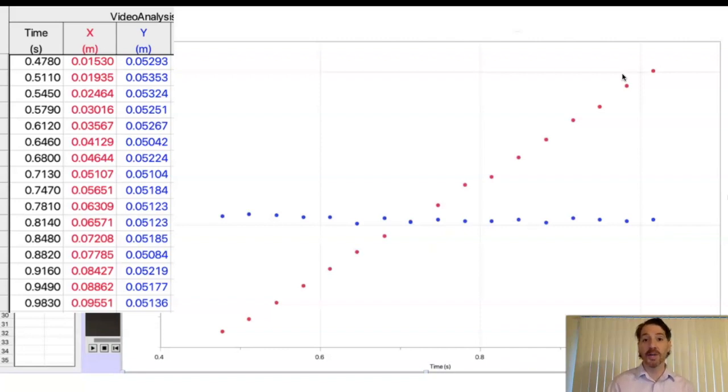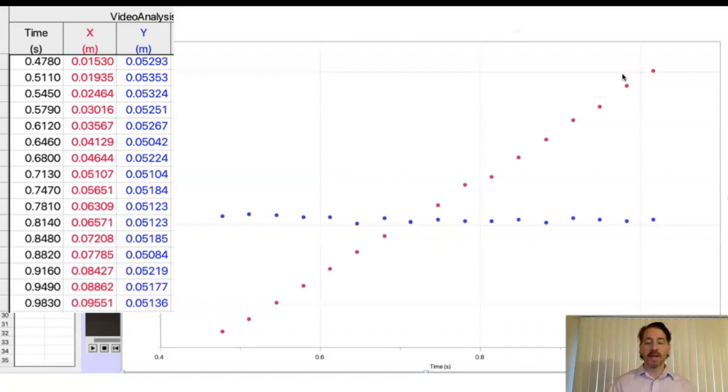What's happening in the Y direction? If I look down the data table, it looks like not much is happening. And if I look at the graph, it looks like not much is changing in the Y direction as a function of time, which does match what we saw in the video. The buggy moved from left to right across the screen, and it didn't move up or down on the screen.